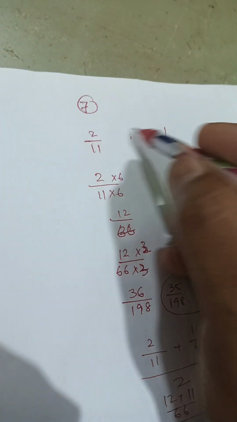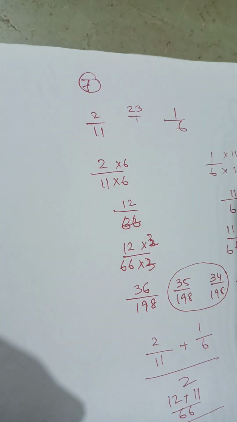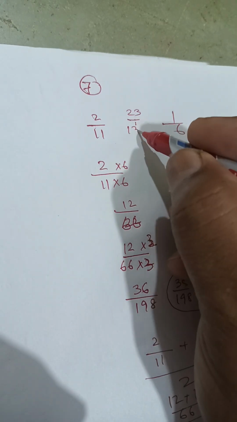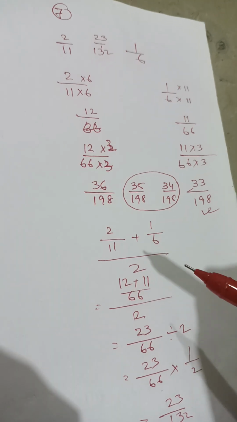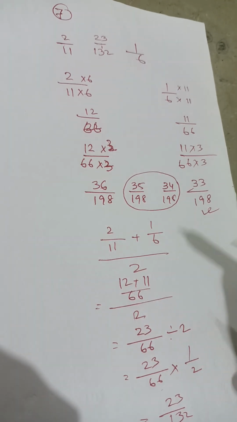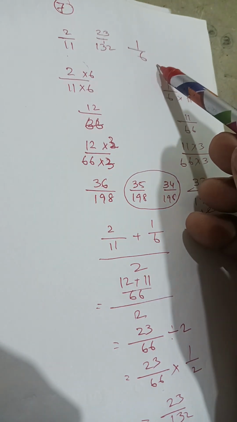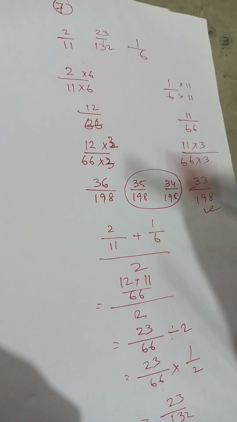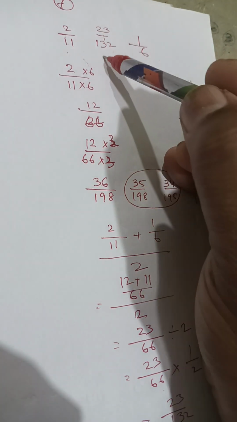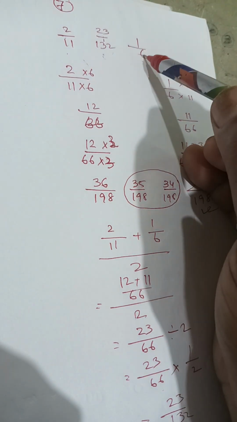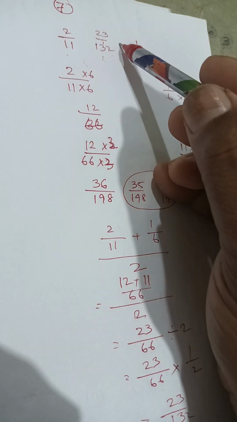So between these two numbers, one number will be 23 by 132. Okay, actually your answer is completed here, but if you want to do it in another way, then you can do it like this. You take the sum of these two numbers, then divide by 2. What you will get will be the middle number. Again, if you want to find any other number in between these two numbers, you take the sum of these two numbers, again divided by 2, and you will get a number here.